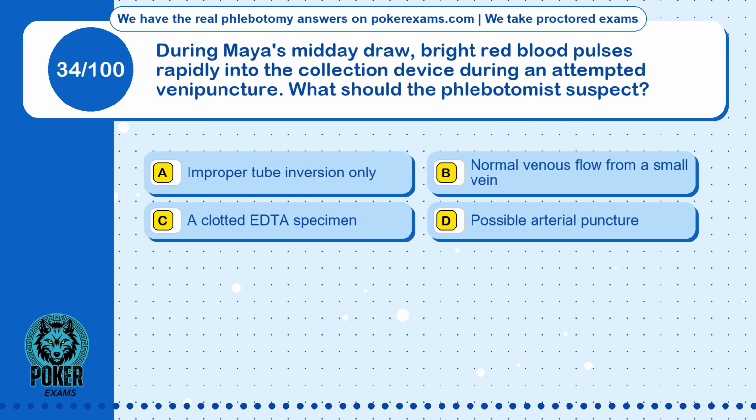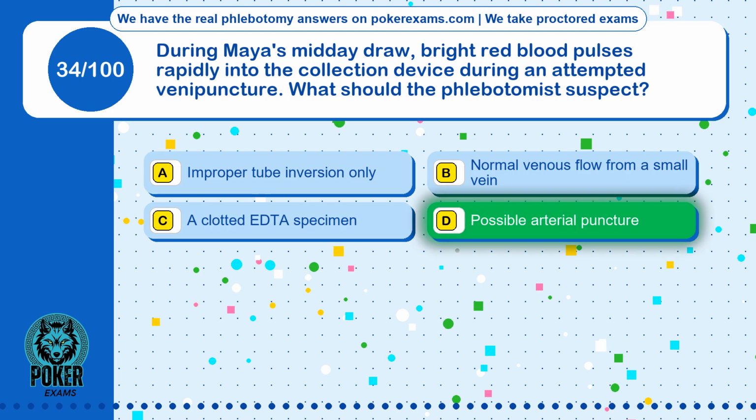Question 34. During Maya's midday draw, bright red blood pulses rapidly into the collection device during an attempted venipuncture. What should the phlebotomist suspect? Option A. Improper tube inversion only. Option B. Normal venous flow from a small vein. Option C. A clotted EDTA specimen. Option D. Possible arterial puncture.